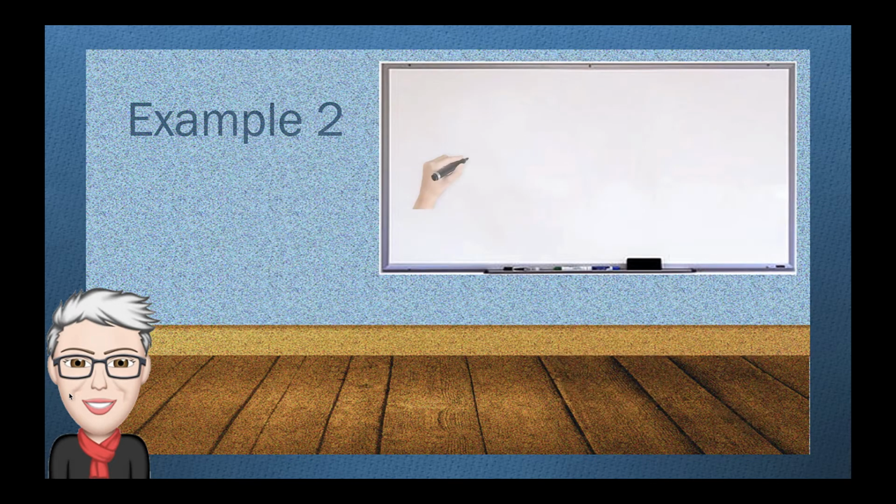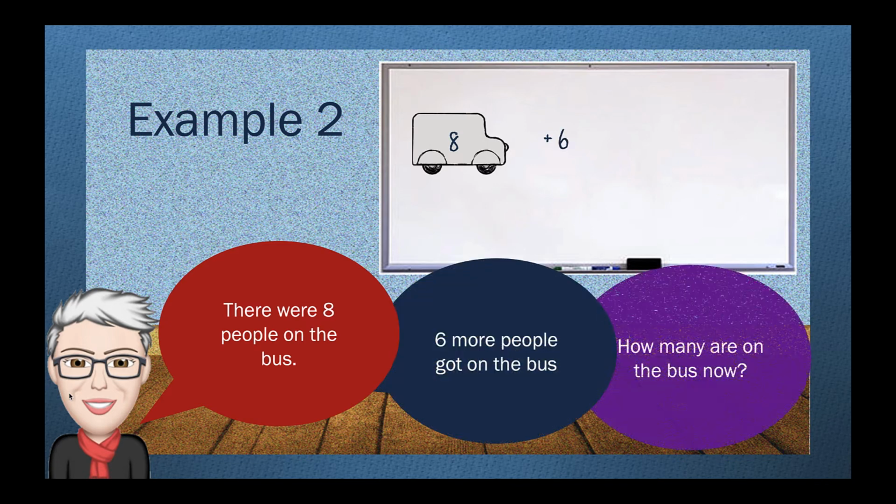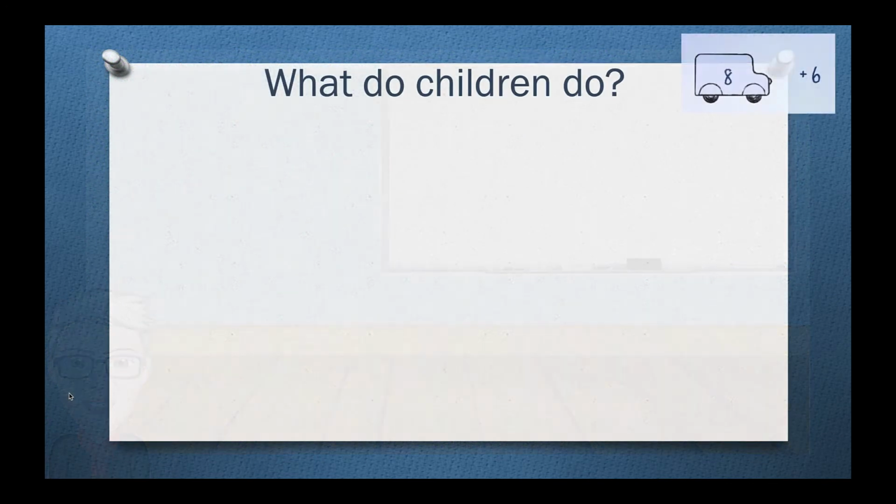Let's look at a second example. There were 8 people on the bus. 6 more people got on the bus. How many people are on the bus now? The teacher poses this task in the whole class setting as described previously. Children solve the task entirely mentally. What do children do? Here are some of the solutions we would expect children to offer.